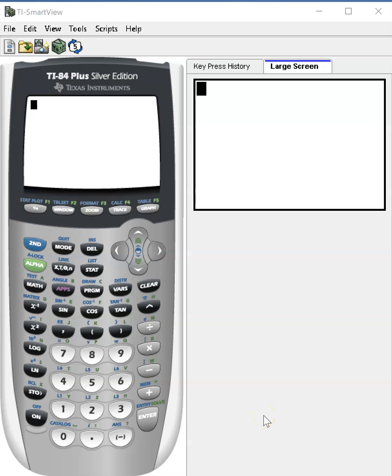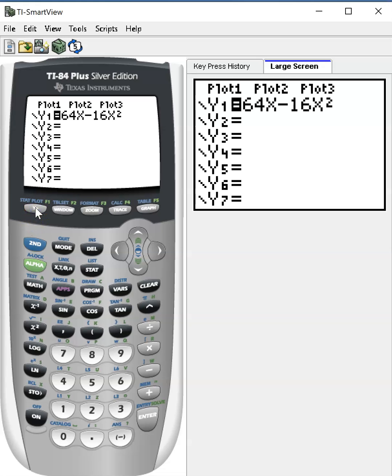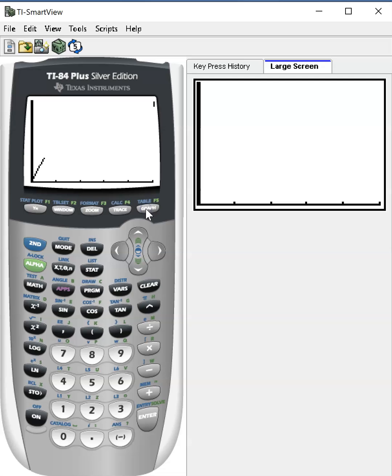In this video, I'm going to show you how to find the minimum or the maximum of a quadratic function using your graphing calculator. First thing you're going to do is go to y equals, clear out anything you don't need, and type in your equation. So my equation is 64x minus 16x squared. Once I've typed in my equation, I hit the graph button.